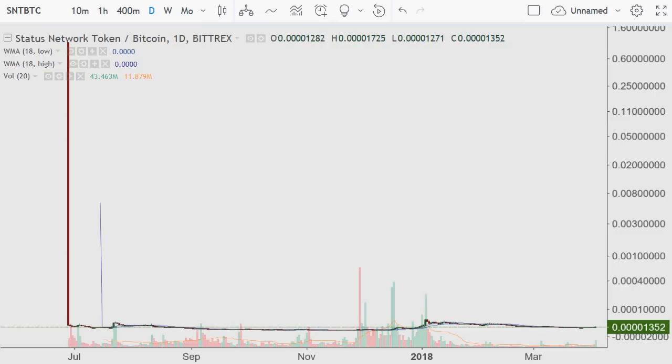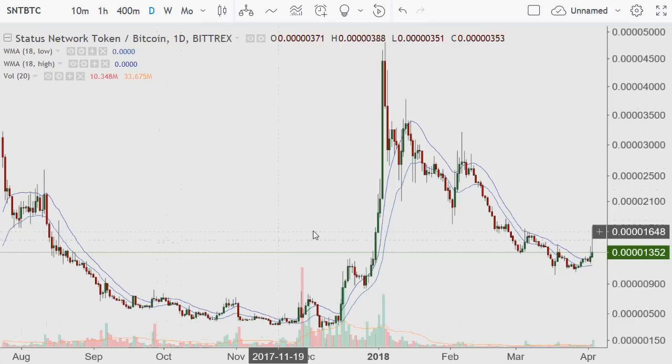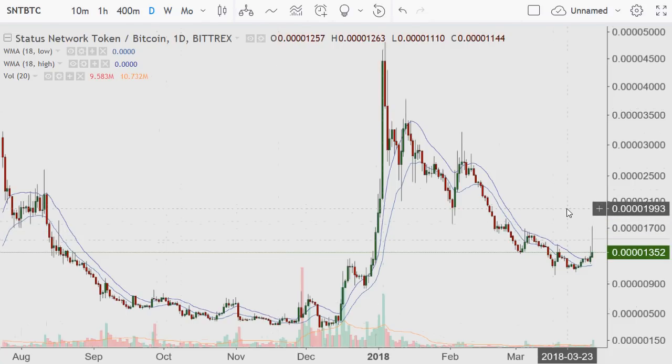Start off with Status Network, code SNT. When you see this opening, this is when it comes out. It came out June the 28th, and they pretty much started at 1. And then it goes down to wherever it goes down to. But I'll just go like this, and there's the data.